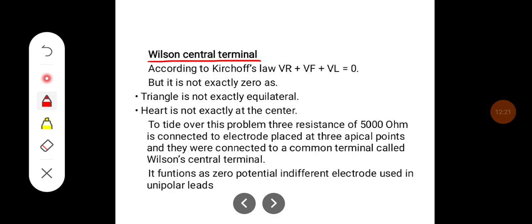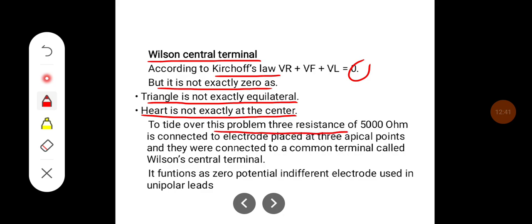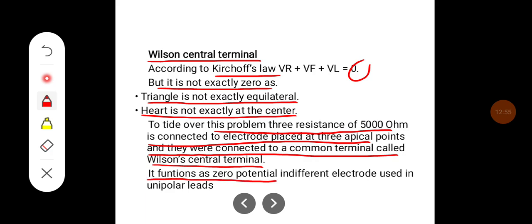Wilson's central terminal. According to Kirchhoff's law, the voltage at the right arm, the left foot, and the left arm is equal to 0. But it is not exactly 0 as the triangle is not exactly equilateral and the heart is not exactly at the center. To tide over this problem, 3 resistances of 5000 ohm each are connected to electrodes placed at 3 apical points, and they are connected to a common terminal called Wilson's central terminal. It functions as a zero potential, and the indifferent electrode is used in unipolar leads.